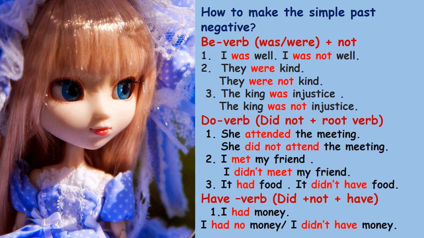Here we see how to make the simple past negatives with the be verb, do verb, have verb. Was and were are the past form of be, so the negatives are was plus not, were plus not. I was well is the affirmative sentence, I was not well is the negative sentence. They were kind, they were not kind. The king was injustice, the king was not injustice.